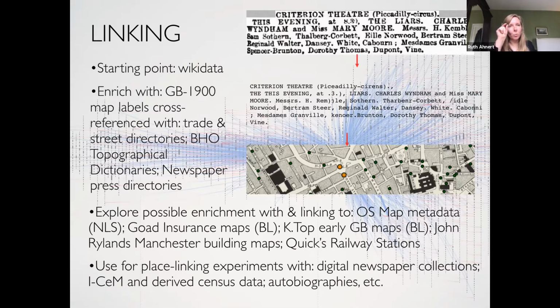And this is now in the process of being enriched with a data set known as GB1900, which is the crowdsourced word labels from a particular series of the Ordnance Survey maps, and topographical dictionaries accessed from British History Online. And our aim is to further enrich it and link it to some of the long list of sources I presented to you earlier, including maps and census data and newspapers.